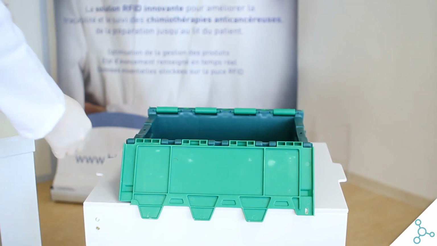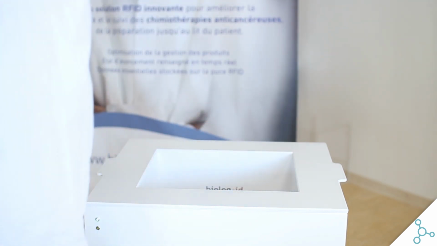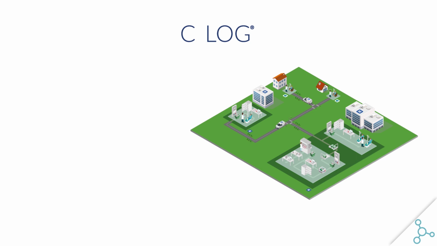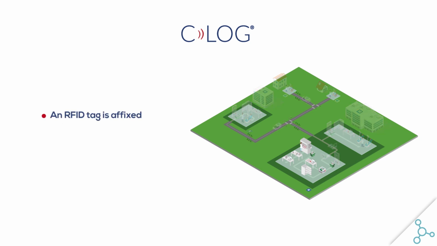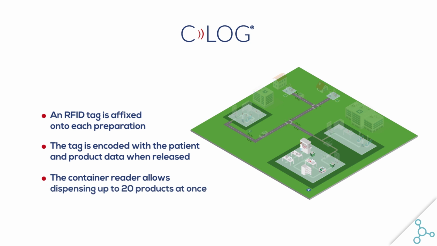The dispensed batch can be removed from the container reader and made available to the person in charge of the transport. To summarize, in the pharmacy module, a blank RFID tag is affixed onto each preparation. This chip is encoded with the patient and product data when released. The container reader allows dispensing up to 20 products at once.